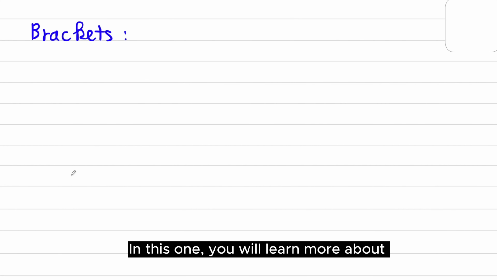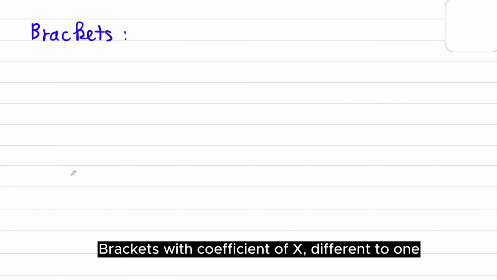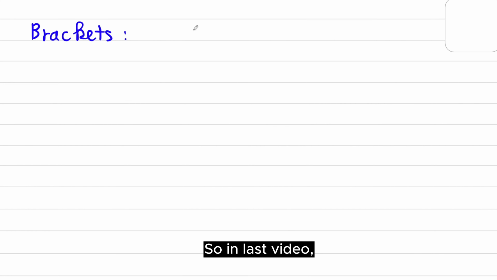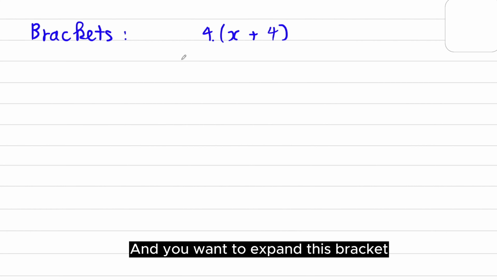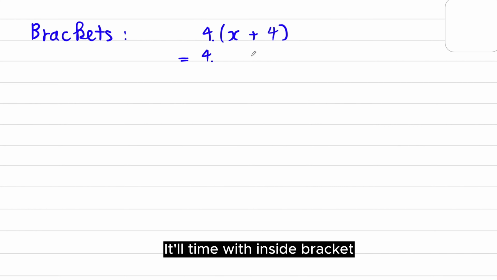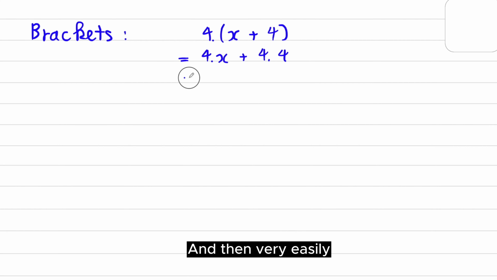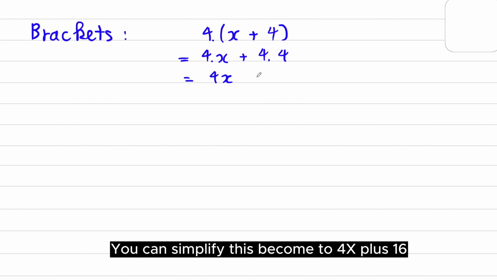In this one, you will learn more about brackets with coefficient of x different to 1. So in the last video, you learned about a bracket like this, 4 times (x plus 4). If you want to expand this bracket, you take the outside number 4 and multiply it with the inside of the bracket: 4 times x and plus 4 times 4. Then very easily you can simplify this to 4x plus 16.